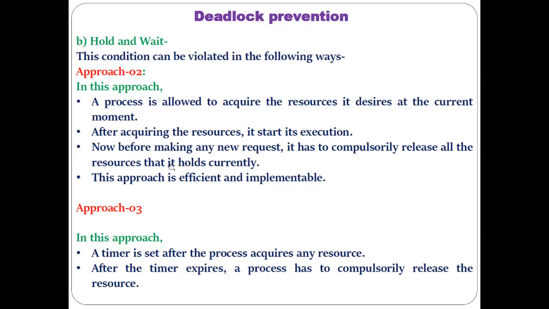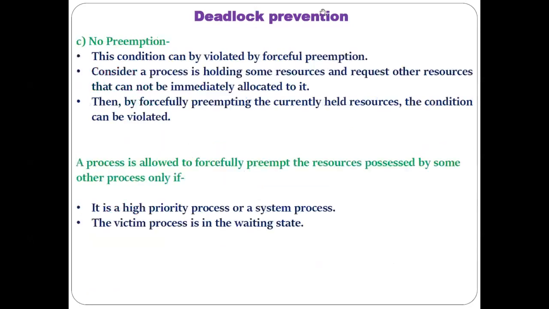Okay. Now, let's see the third condition, and whether we can prevent the deadlock by dissatisfying the third condition. First you need to understand what the third condition is and how, because of that condition, the deadlock occurs. In the previous lecture we have also discussed it. So, no preemption. That is the condition because of which deadlock occurs.